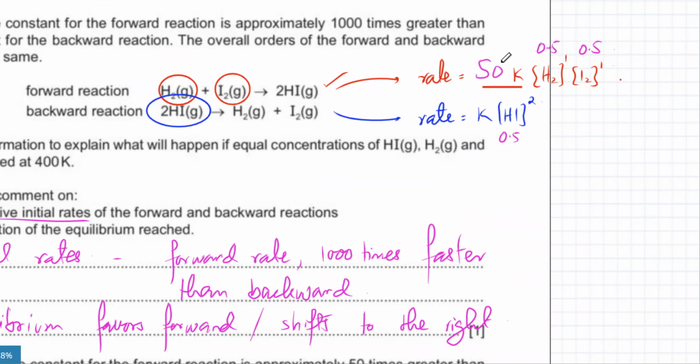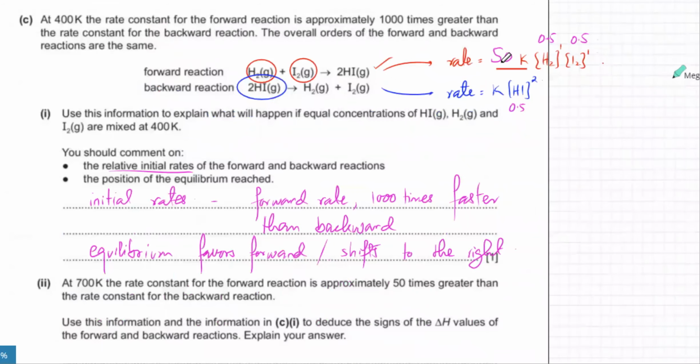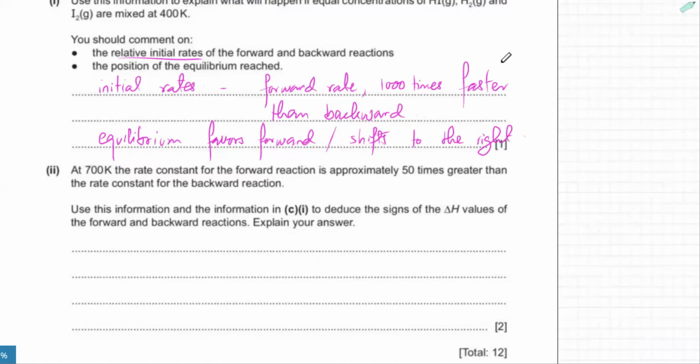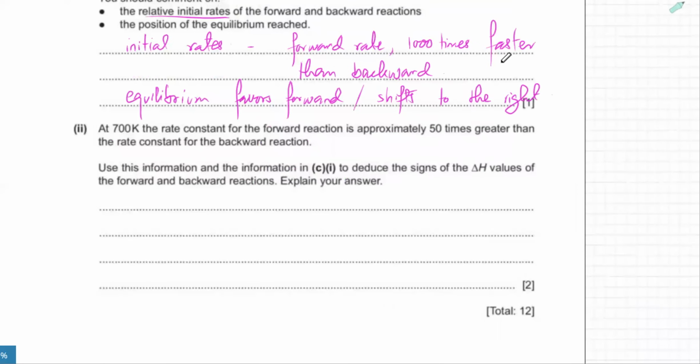So pretty much all the same thing would apply, but now the forward reaction is just not going to be 50 times greater. So now he's saying use this information and the information to deduce the signs of the enthalpy change of the forward and backward reaction. Explain your answer.